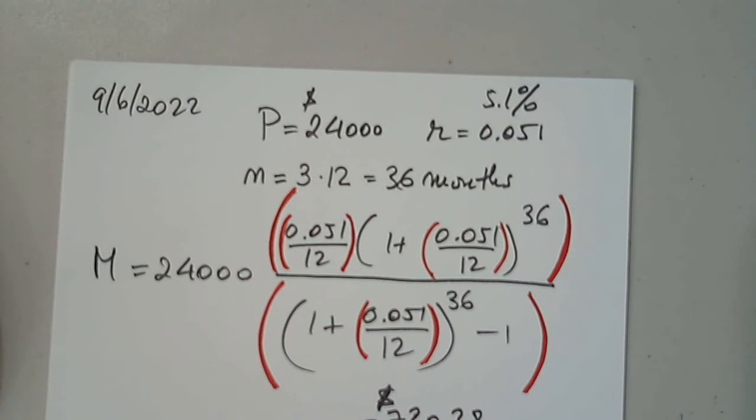I paid $25,933.66. If I subtract the principal that I have to return, what is my cost of the loan? My net cost is $1,933.66. Okay, so this is the cost of the loan.